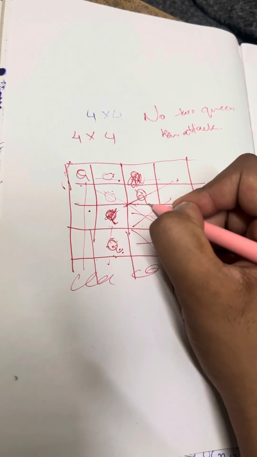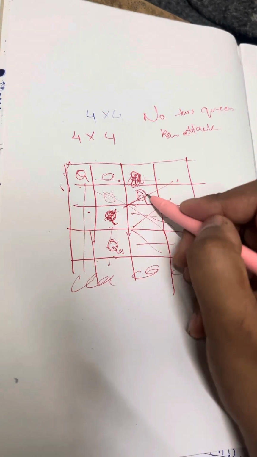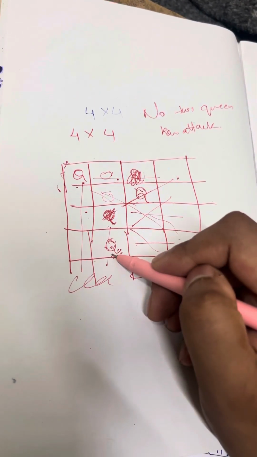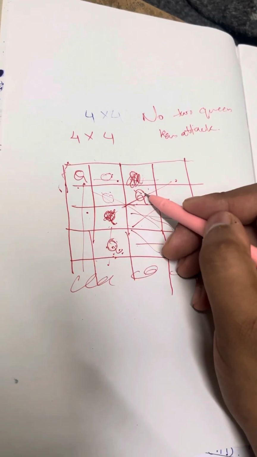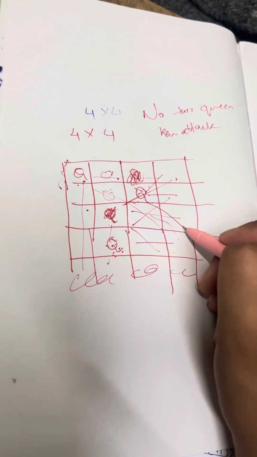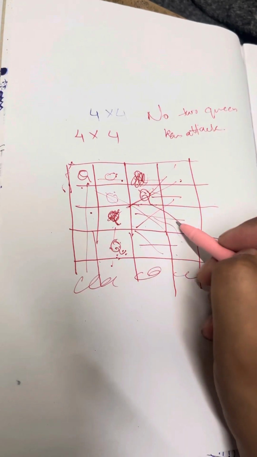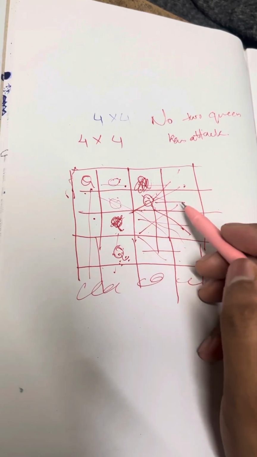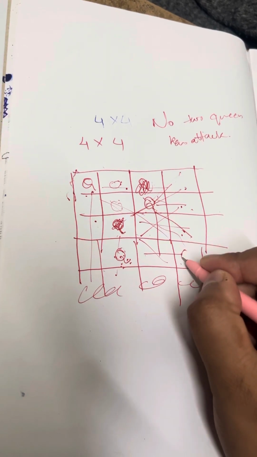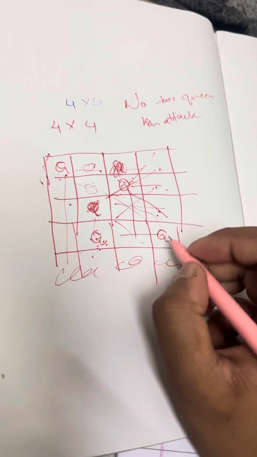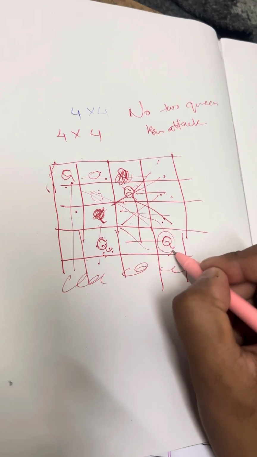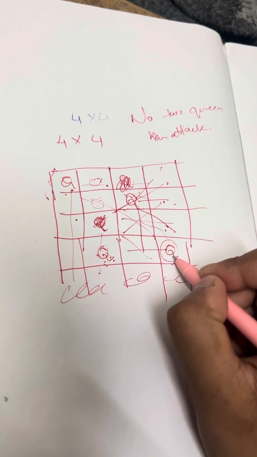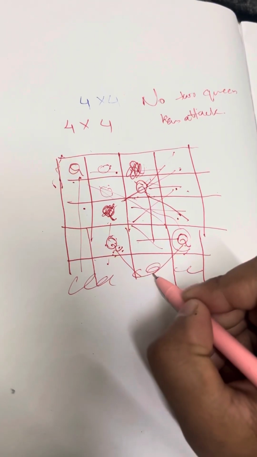Once you place the queen over here, check that this queen cannot attack this queen. Check the positions of the queens. This queen can move diagonally and straight. You cannot place any queen over these 3 positions. You can only place the queen over here. But if you place the queen over here, this queen can attack this queen. So no 2 queens have to attack each other.